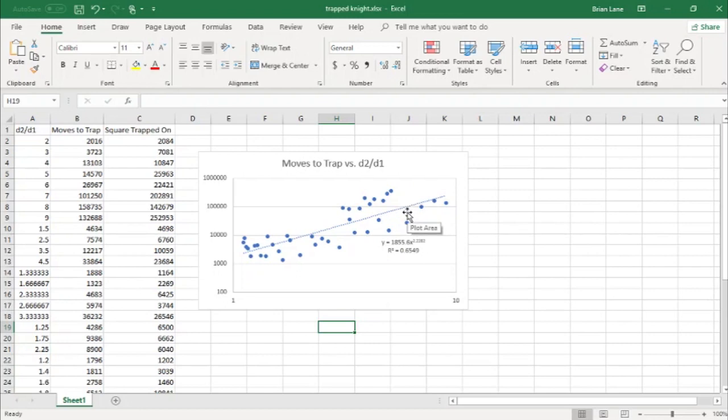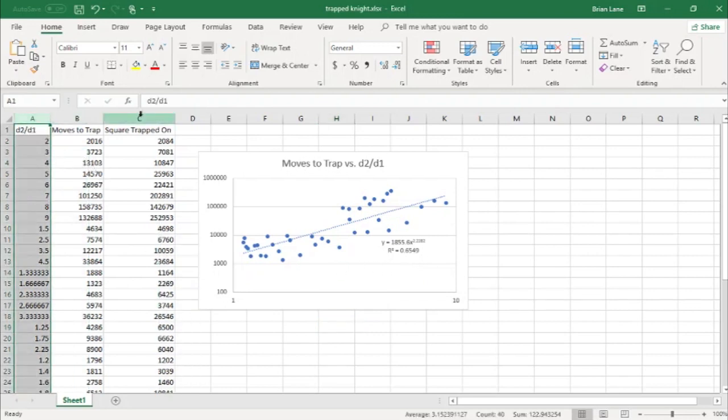I'm not sure if it would be better to graph this in 3D, having the moves to trap versus D2 and D1 instead of just their ratio, but the thing is going to repeat anytime you have a common ratio, so that's interesting. But anyway, I thought this was pretty interesting. I fit it with a power law here. It's an R squared of only 0.65, so it's not the best fit in the world, but it is slightly better than an exponential graph. Exponential graph is 0.5 something.